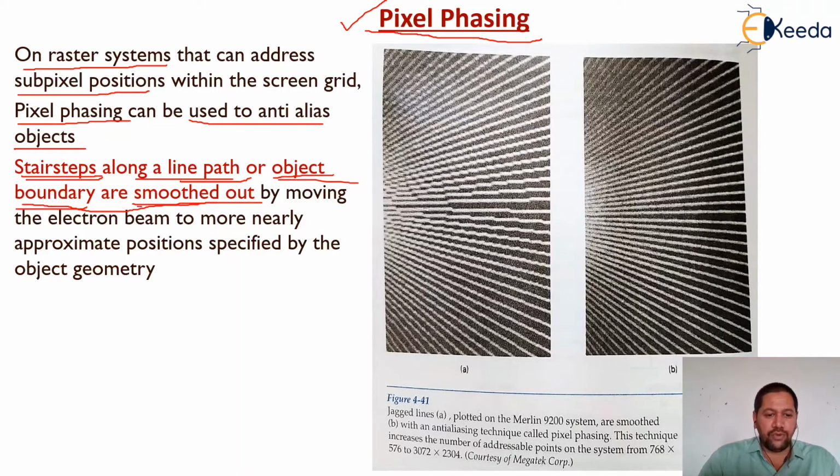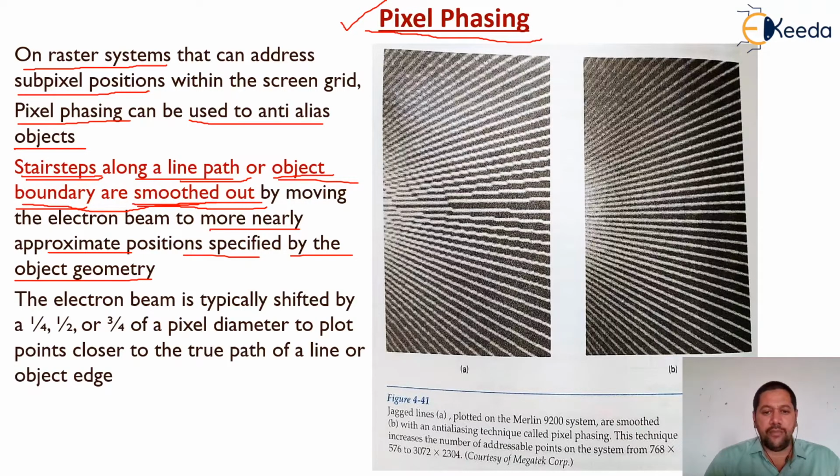At the boundary we have this staircase effect, and we are trying to smooth out that effect by moving the electron beam. We are changing or moving the electron beam to more nearly approximate the position specified by the object geometry. That is the method that we are using, and we call it pixel phasing.